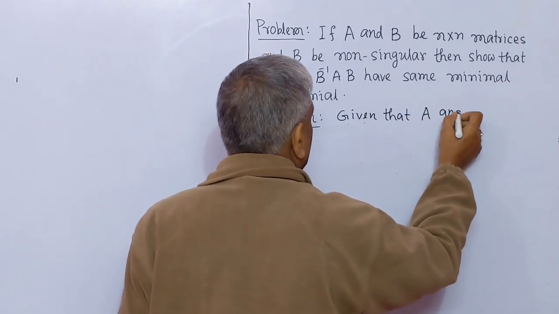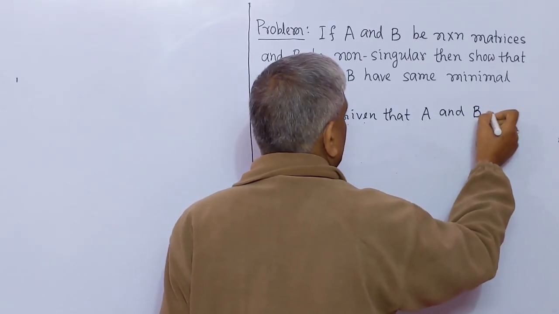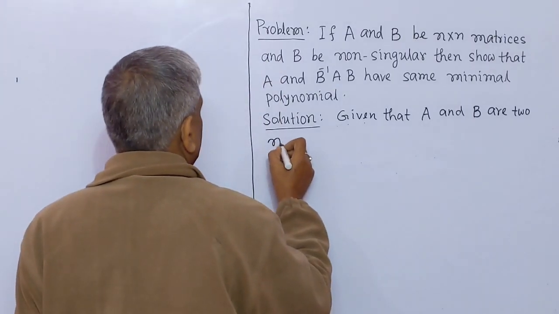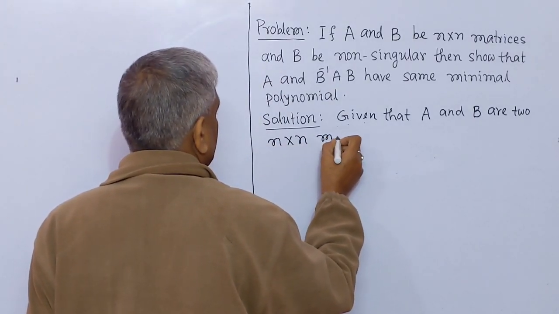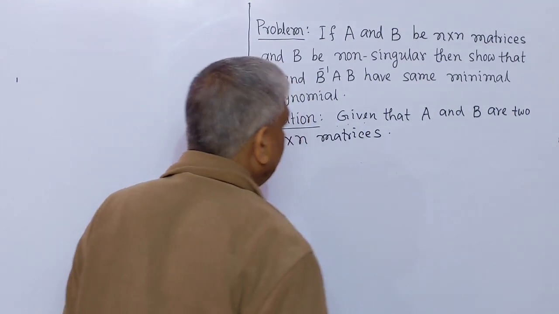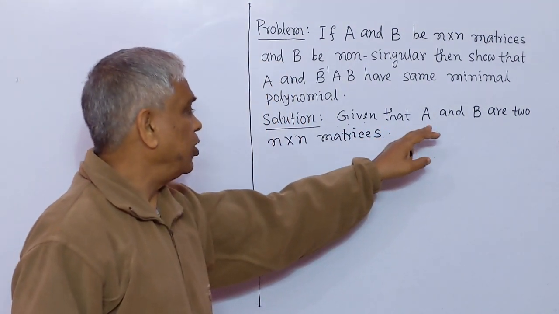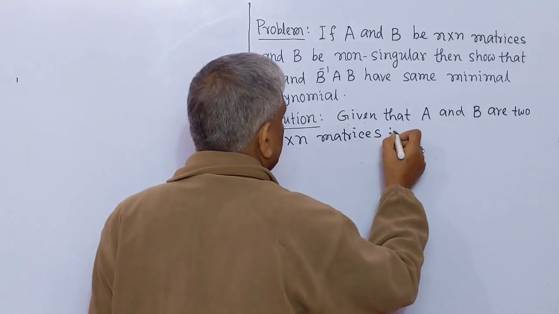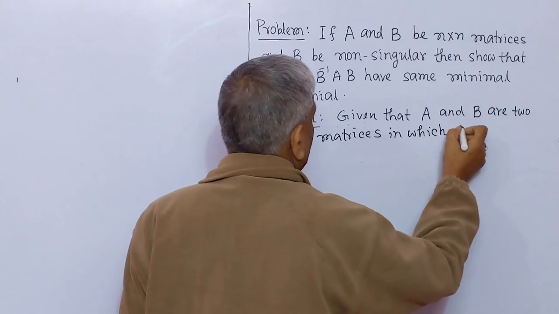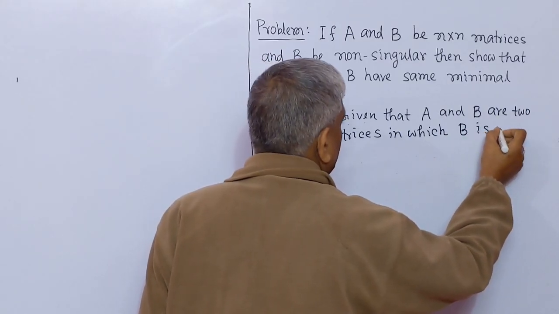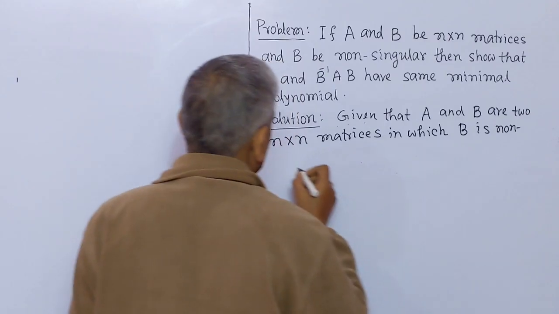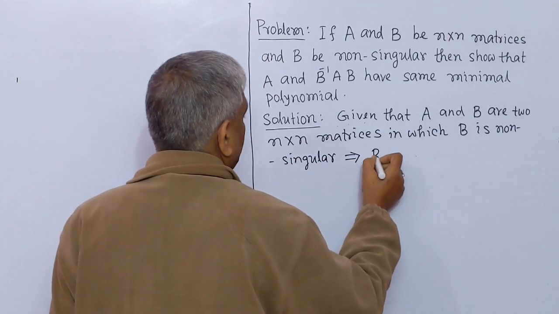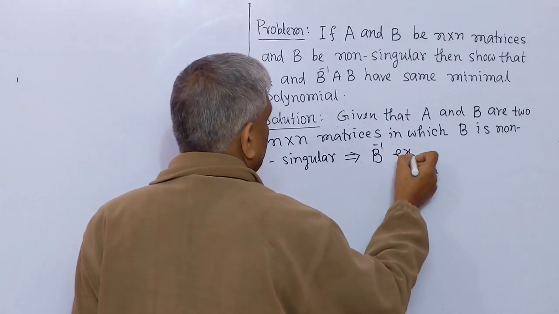A and B are two n by n matrices, means size of A and B be same, they are of n by n matrices, in which B is non-singular. Implies that B inverse exists.